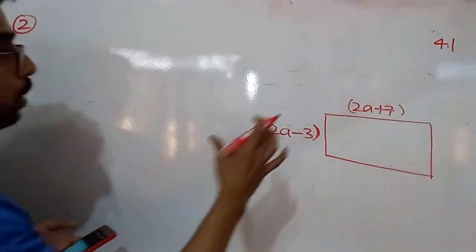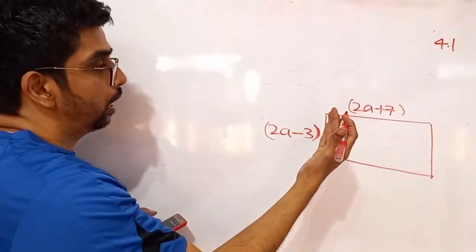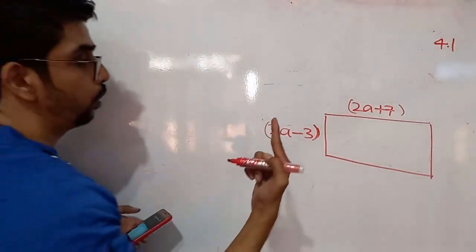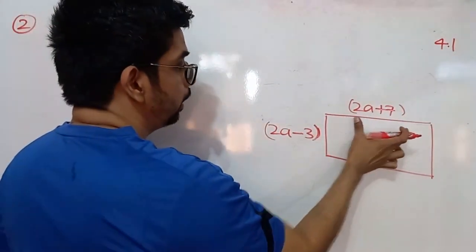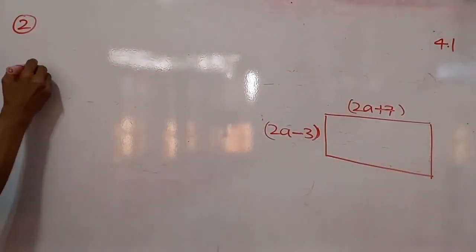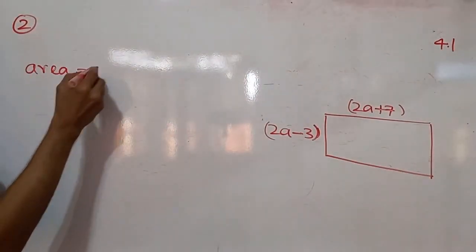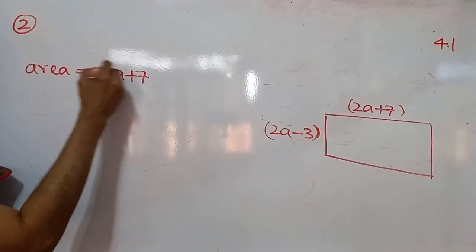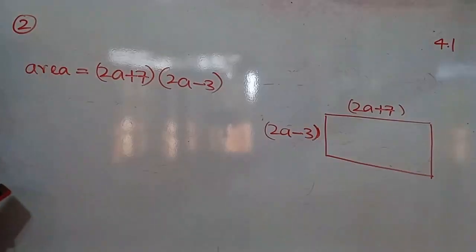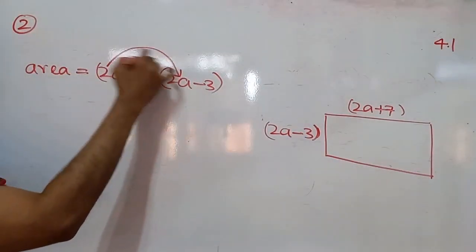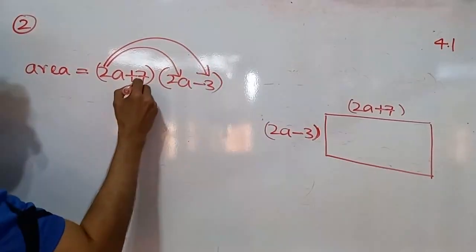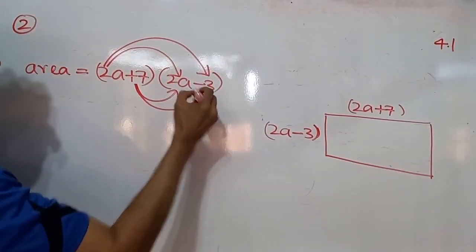right, so we know in a rectangle, how do we find the area? In a rectangle, what do we do? We multiply the length by breadth. So we do the same thing, right? So area, that is equal to what? 2a plus 7 into 2a minus 3, right? So 2a into 2a, right? Then 2a into negative 3. 7 into 2a, 7 into negative 3.